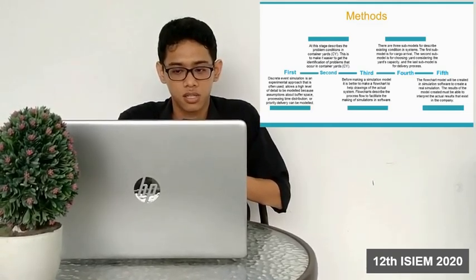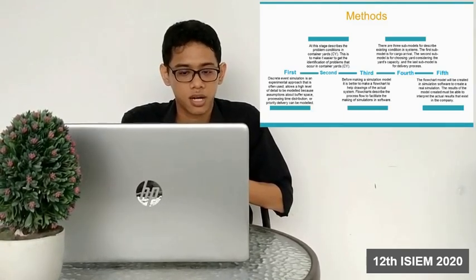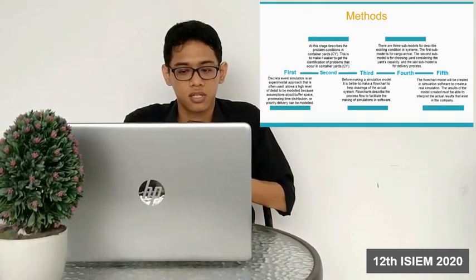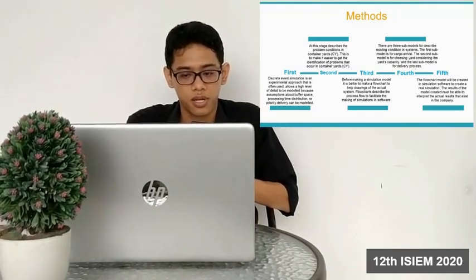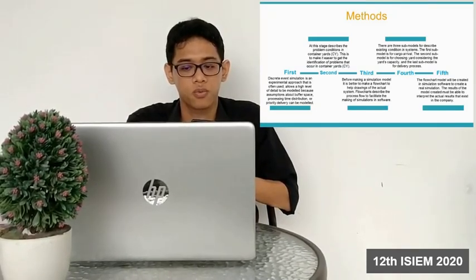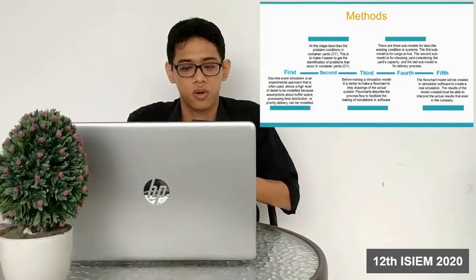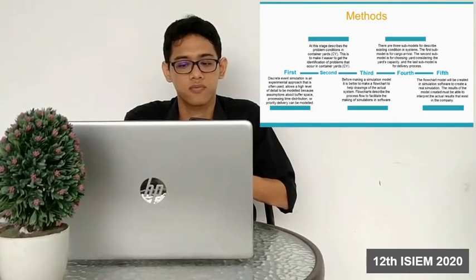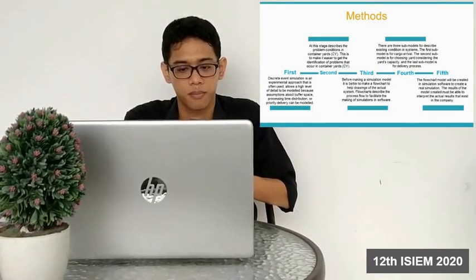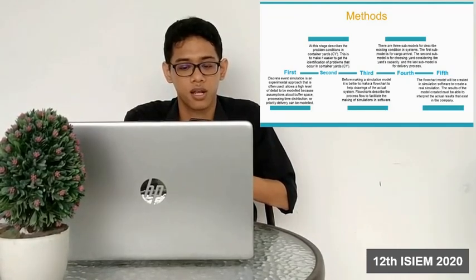Step 2 is to describe the problem condition in the container yard. This is to make it easier to get the identification of problem. Step 3, before making a simulation model, it is better to make a flowchart to help draw the actual system. Flowchart describes the process flow to facilitate the making of simulation in software.